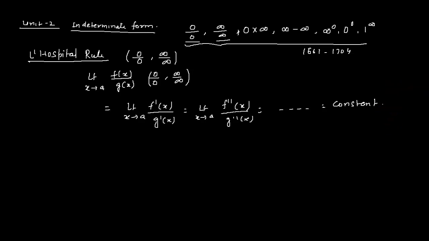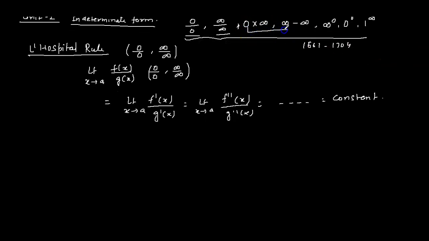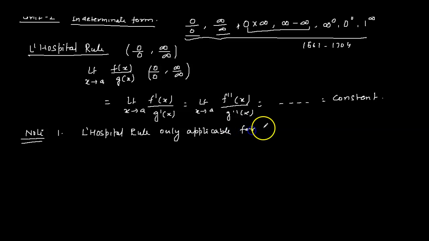Now, if other forms are given, like 0 into infinity or infinity minus infinity, this rule is only for the form 0 by 0 or infinity by infinity. Okay, so I will write a note here. First note: L'Hospital's rule is only applicable for the indeterminate forms 0 by 0 and infinity by infinity.